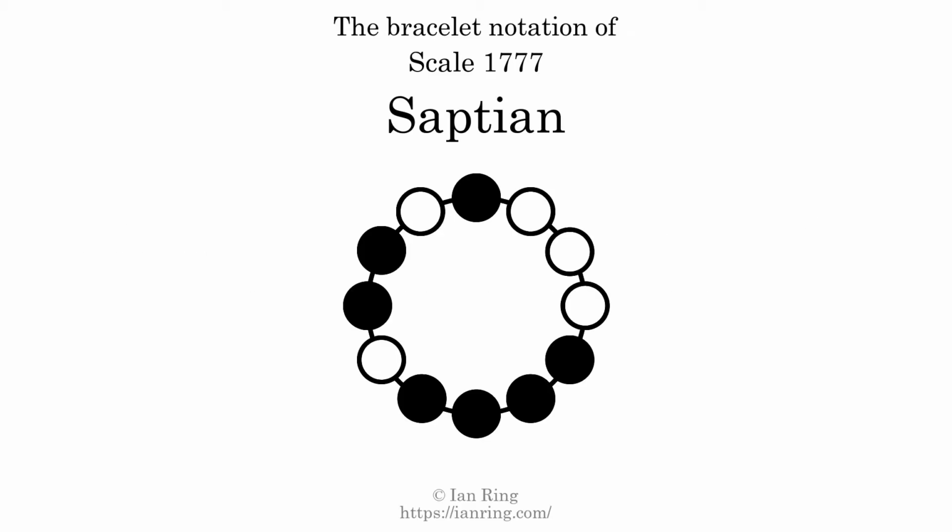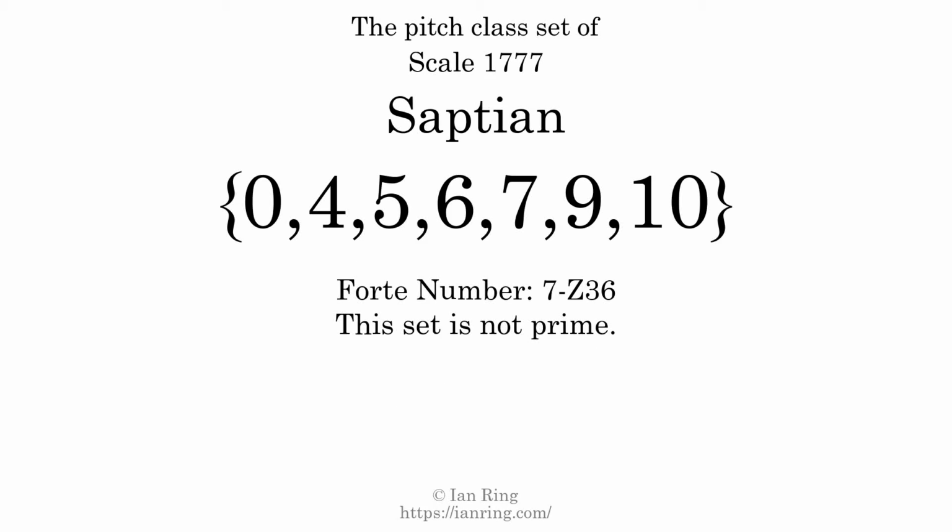This is a bracelet notation diagram of scale 1777. The shaded circles represent tones that appear in the scale, and they are read clockwise, starting at the top. The pitch class set for this scale is 0, 4, 5, 6, 7, 9, 10. The forte class is 7-Z36. This set is not prime.